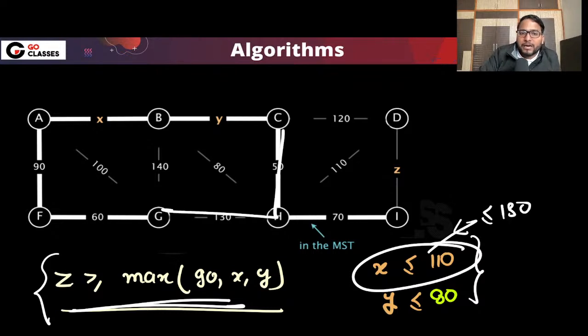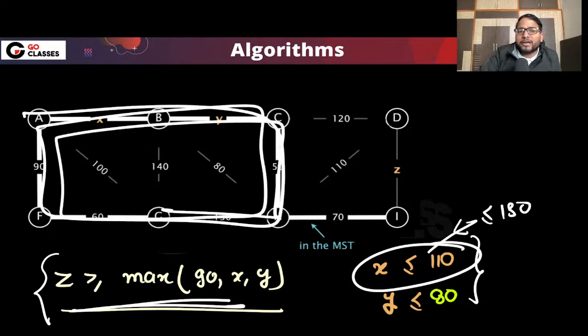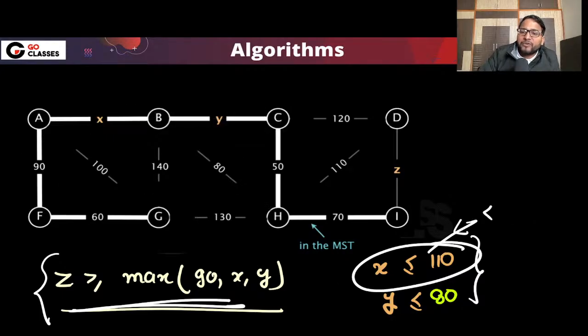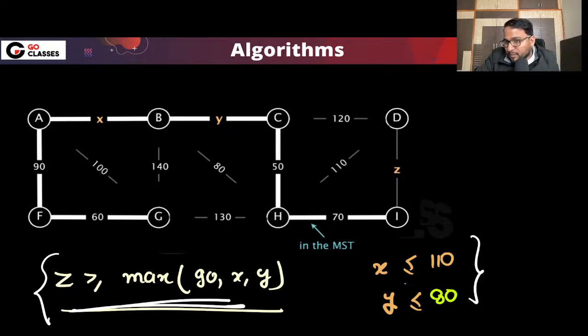Using the cycle we are getting less than or equal to 130, but it is not a better inequality than what we have got using Kruskal's. So that's why I'm not writing it. So the final values are this. So x can take a maximum of this, y can take a maximum of this. So z can take the maximum of all of this.